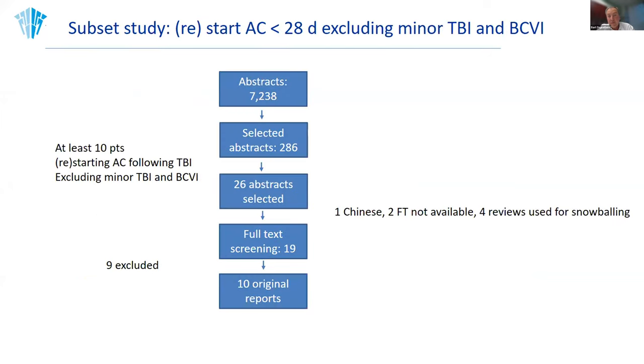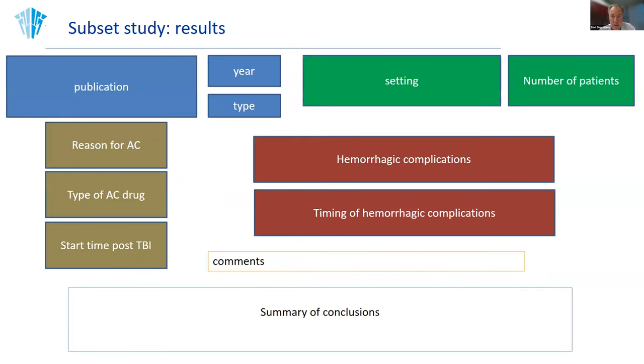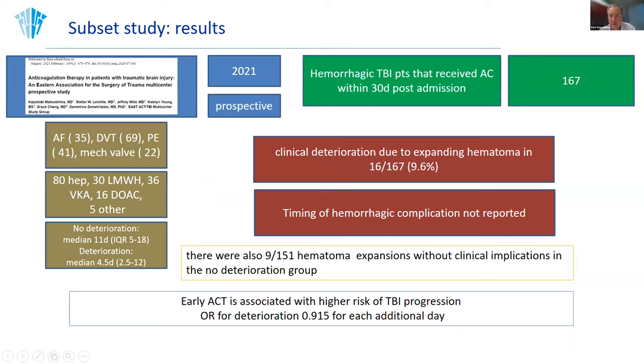Now, for the sake of the EANS meeting 2 weeks ago and this webinar, I looked in the database at those original studies where the start or restart of anticoagulant drugs within 28 days was documented, excluding minor TBI and blunt cerebrovascular injury. And I ended up, as you see, with 10 original studies, and I will quickly go over them. You see on the right top the number of patients, then in the middle the hemorrhagic complications, and then at the left bottom the start time post-TBI. I try to be quick for the sake of time.